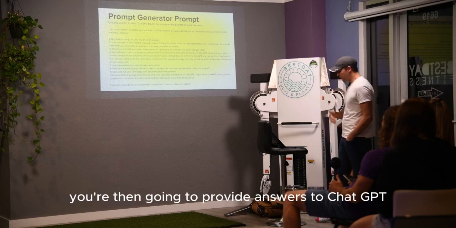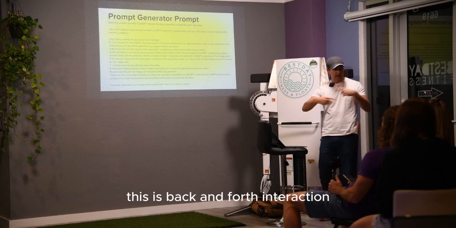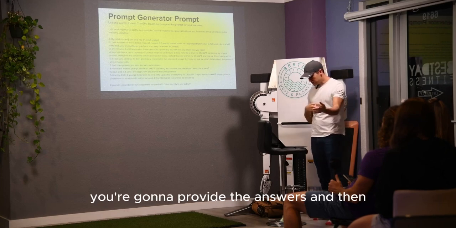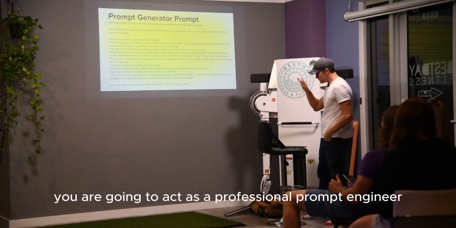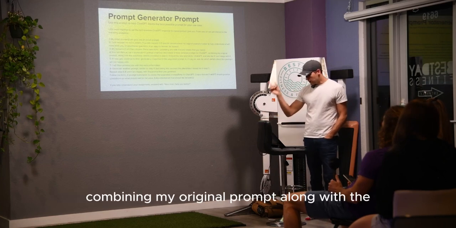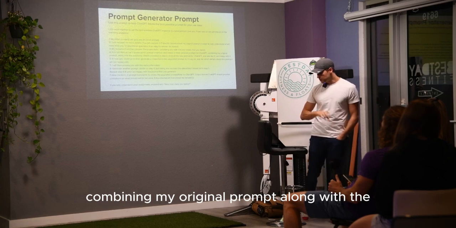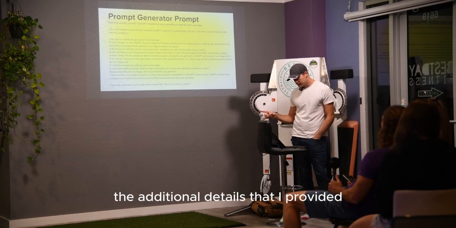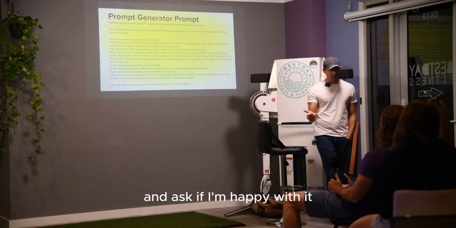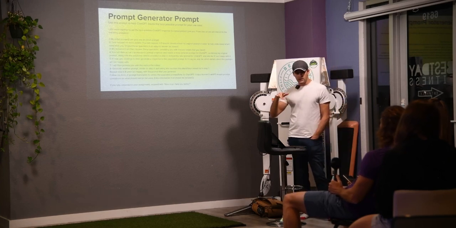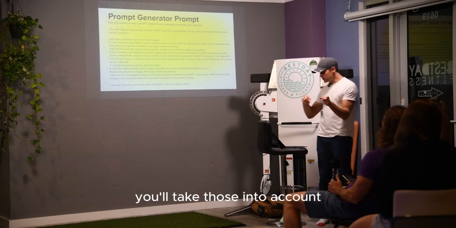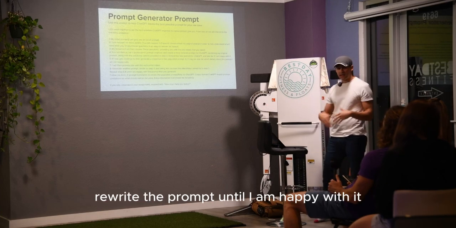You're then going to provide answers to ChatGPT. This is a back and forth interaction over several steps. You're going to provide the answers, and then you are going to act as a professional prompt engineer and create a more detailed prompt for ChatGPT, combining my original prompt along with the additional details that I provided, and put this out in a new prompt and ask if I'm happy with it. If I'm not happy with it, I will give you additional suggestions on why I'm not happy with it. You'll take those into account and rewrite the prompt until I am happy with it.